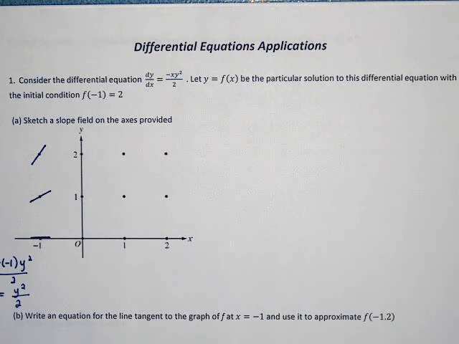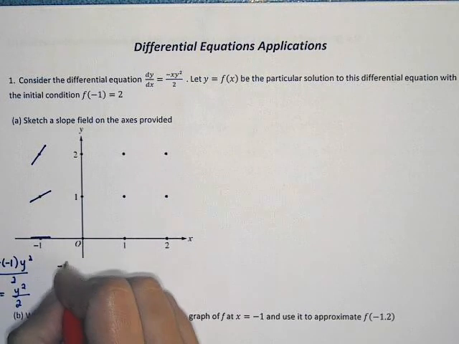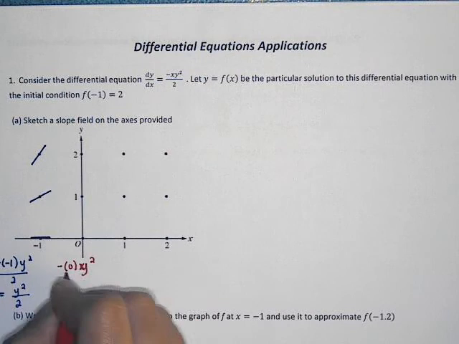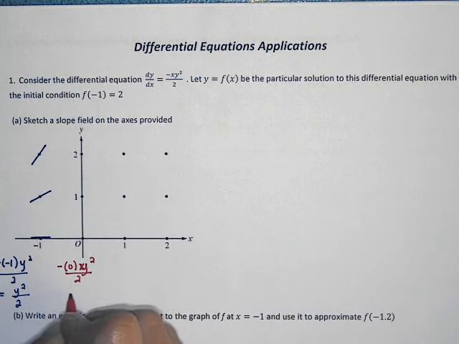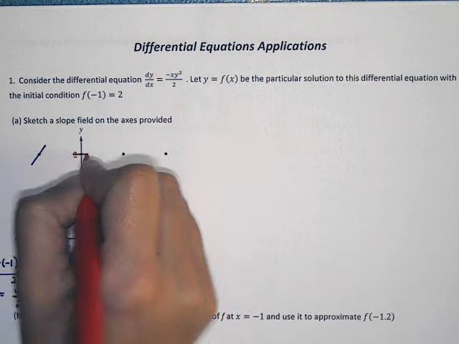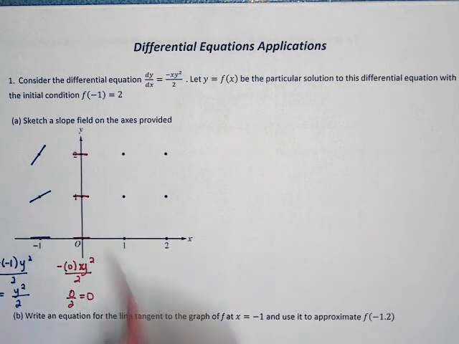Now let's look at what happens if x is 0. So if x is 0, we're going to have negative 0 times y squared all over 2. Which means we're going to have 0 divided by 2, which is 0. So in this column of the graph, because the x value is 0, we are guaranteed that all of these slopes are 0, which is a horizontal line.